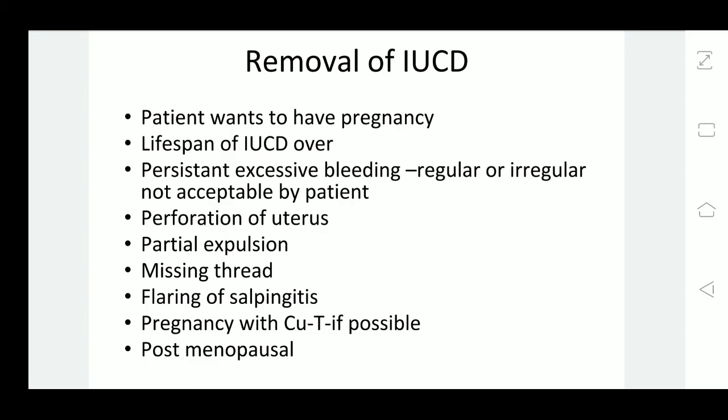If there is a missing thread and the copper T is inside the uterine cavity or anywhere, you should remove it. If patient had the infection, flaring of salpingitis with symptoms of fever, chills and all, it is better to remove the IUCD. And if there is a pregnancy with copper T, if possible and if acceptable to the mother, you can remove it. Postmenopausal, after 1 year, you remove the IUCD.